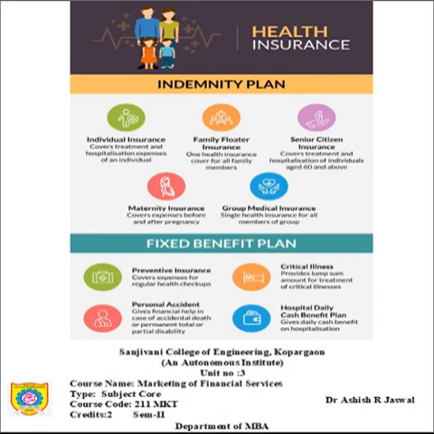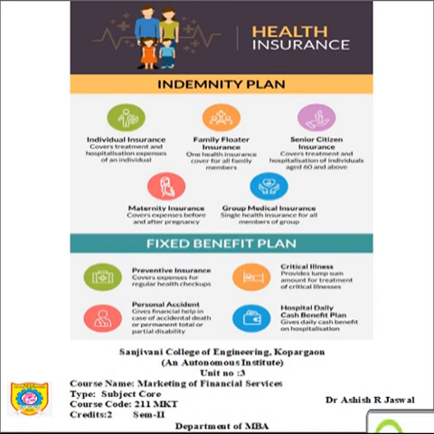The first is called preventive insurance. Prevention is better than cure. It covers expenses for regular checkups. Second, fixed benefit plan is critical illness. It provides a lump sum amount for treatment of critical illness. Personal accident gives financial help in case of accidental death or permanent total or partial disability. And the last one is the hospital daily cash benefit plan. It gives a daily cash benefit on hospitalization to carry out the treatment.